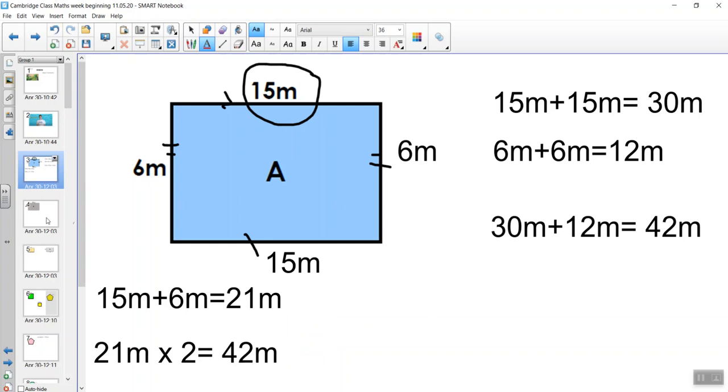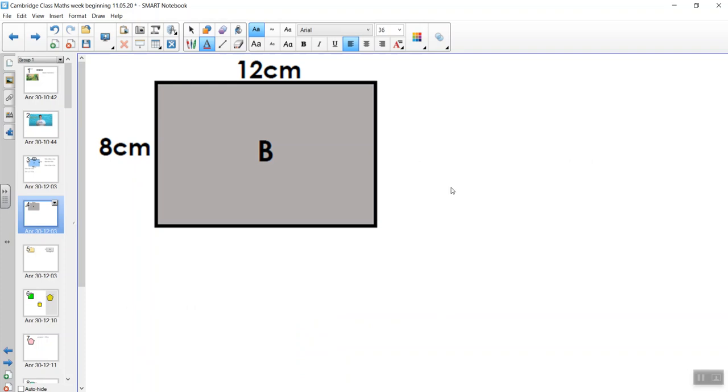So let's have a look at another shape. Okay, so I'm letting you know that this is a rectangle. And what do we know about a rectangle? We know that opposite sides are equal in length. So you might be able to use that fact to help you. What is the perimeter of my shape, shape B? Pause the video and have a go.